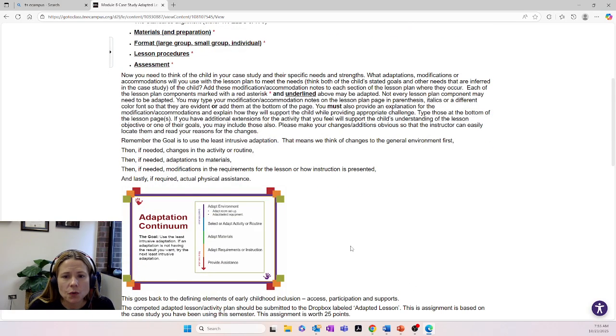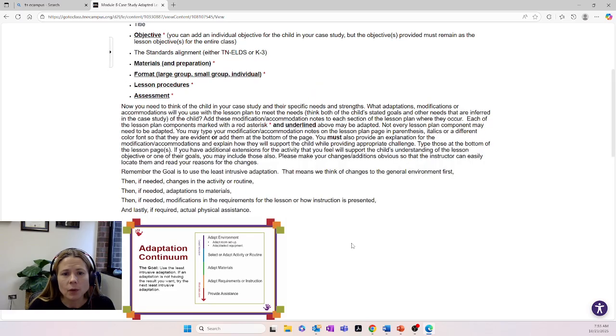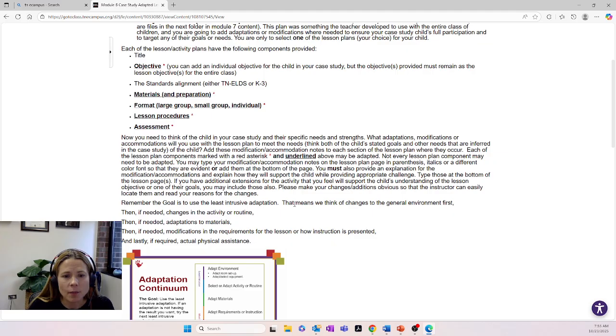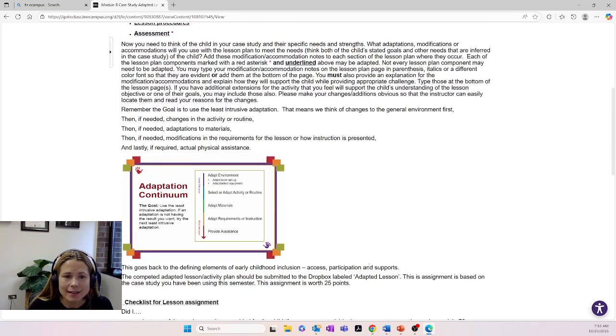And then you are going to realize that when you are making adaptations for lessons, which you will have to do sometimes, you need to choose the least intrusive means. That means we always look at the environment first, right? And if that's not going to help, then we look at changes in the activity or the routine. Can we change that? Or do we need to adapt different materials? Or do we make modifications on how we're going to present the material? And then lastly, that's where you would physically assist the child.